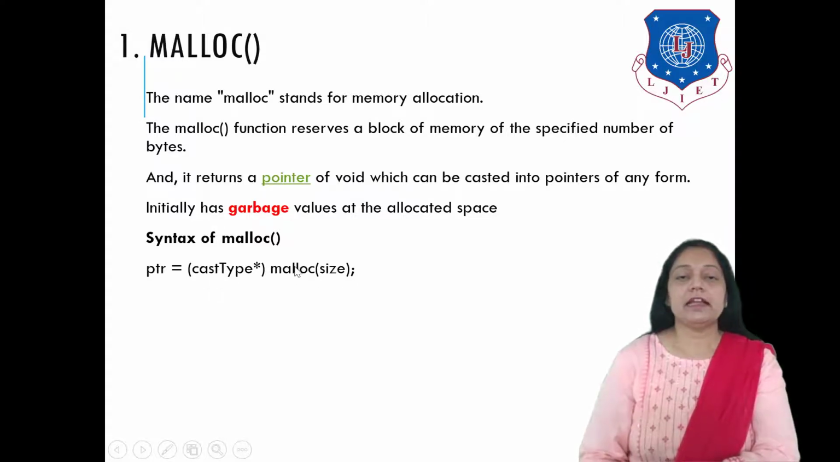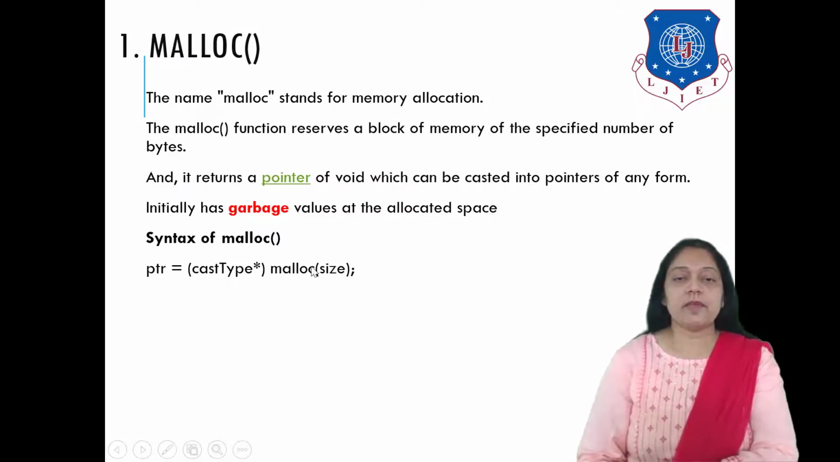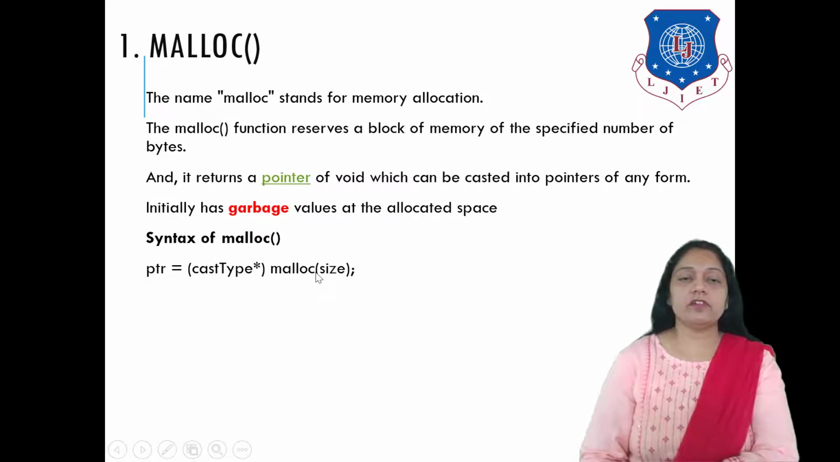It means that I am allocating the memory of this size, and at that particular memory location either an integer value or a float value or a character value will be stored. This malloc is going to return the address of the first memory location that has been allocated, and that address I'm storing in a pointer PTR. So the address of the first allocated memory has to be stored in a pointer.